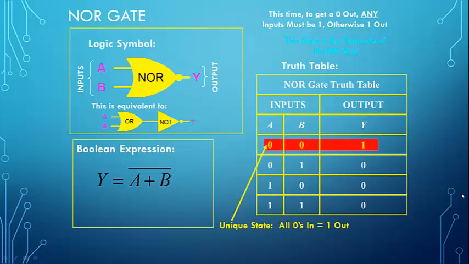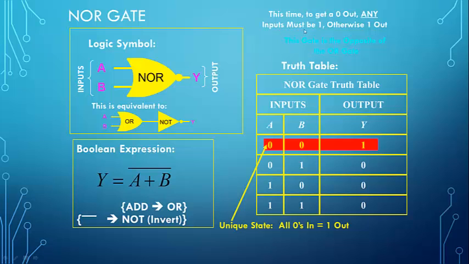We'll learn more about that later. But for now, please make sure that the inversion bar covers the entire sum. Add implies OR. The inversion bar implies invert. But remember, it's the entire sum that is inverted, not the individual pieces.